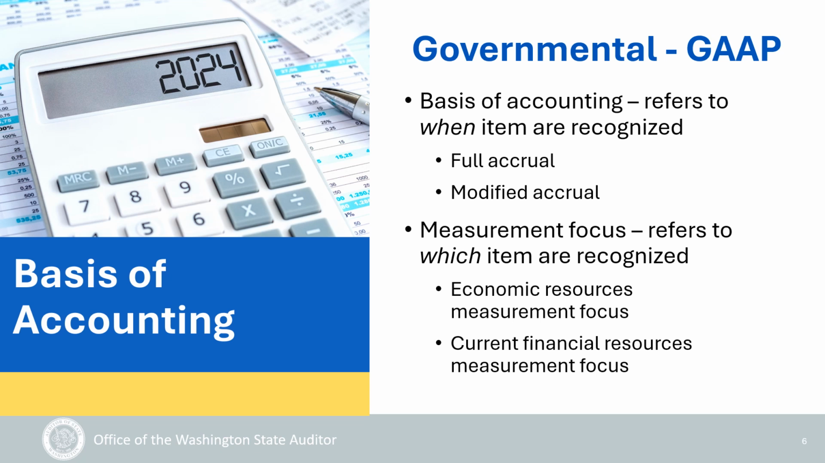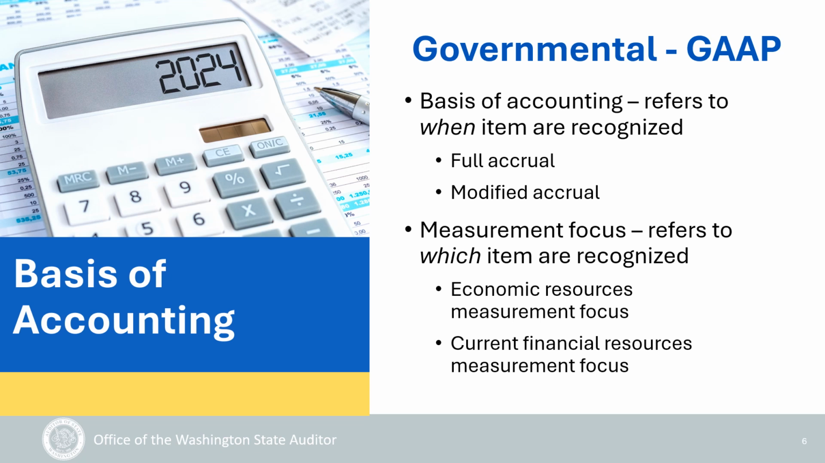The basis of accounting refers to when items are recognized, as in, do you recognize revenue when the cash is received or when the service is performed? There are different rules for when to recognize revenue between modified and full accrual that we'll look at later. Measurement focus refers to which items are recognized, as in, do you report capital assets or are they excluded?